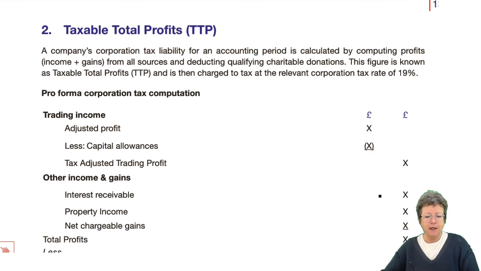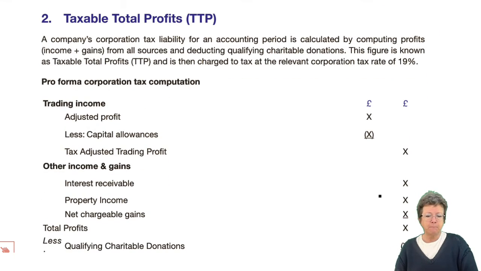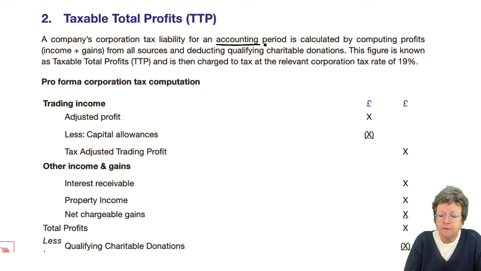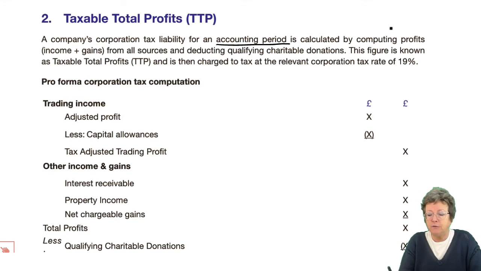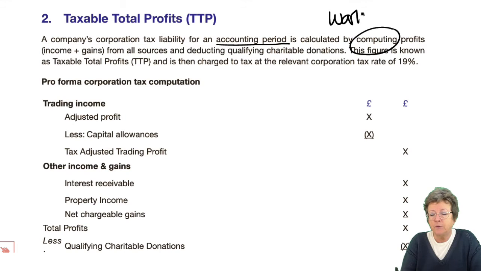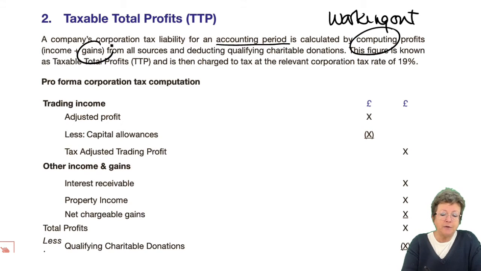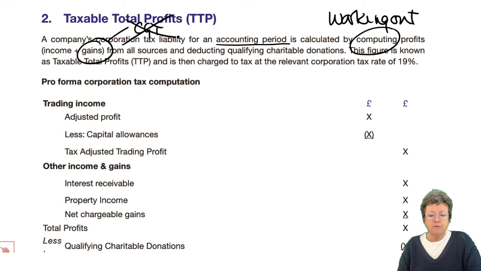Now, we've mentioned so far TTP, taxable total profits. So a company's corporation tax liability for an accounting period is calculated by computing, do you remember that word, or working out its profits, including gains, because it doesn't pay capital gains tax. It pays corporation tax on those gains from all sources, deducting qualifying charitable donations. This figure is known as TTP and is charged at a rate of 19%.